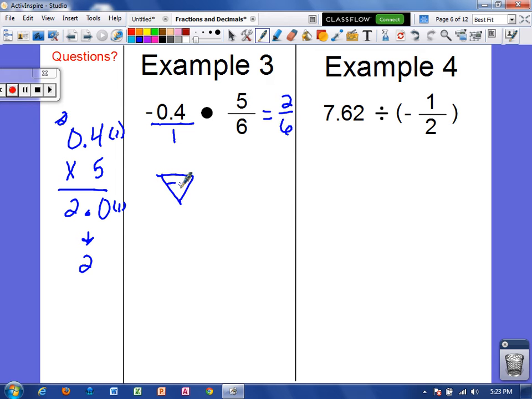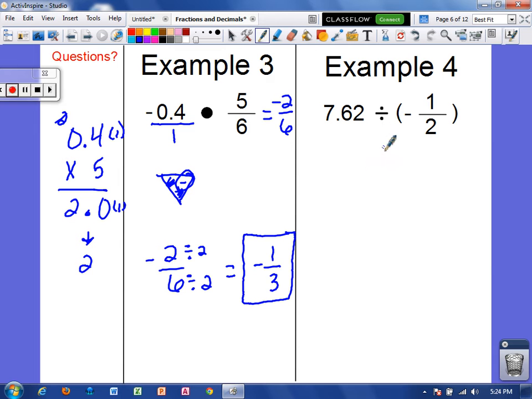And now I'm just going to check my signs. I have a negative times a positive. So this is a negative 2 over 6. And don't forget to reduce. We can divide these both by 2. So you get a negative 1/3.